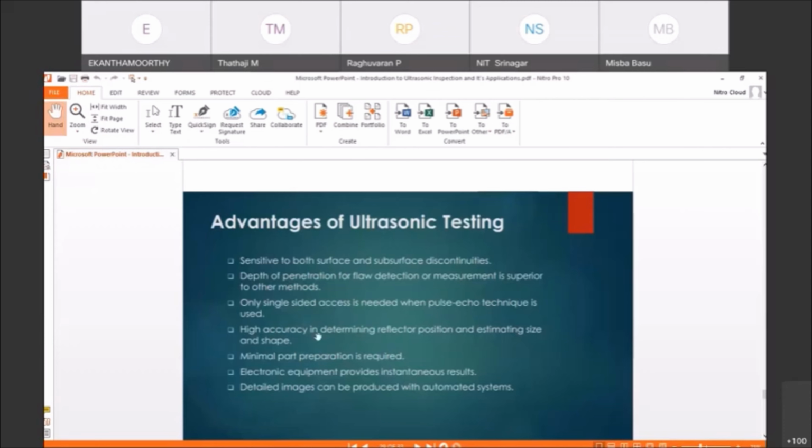And high accuracy in determining the reflector position or estimating the size of the shape is very important. We'll get an accurate size approximately, determining the position and at which depth it is coming. Suppose it is coming at 5 mm or 10 mm, we can measure the depth or size of the indication. So what is the length of a crack or length of an indication, approximately.